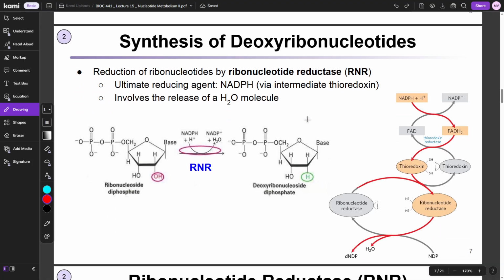And here's a little cool schematic of what's going on. There's a better one down below, but the main thing to know is that this is a reduction. You're basically reducing the ribonucleotide, right? So you're going to need a reducing agent, which is going to be NADPH in this case, and the enzyme is RNR. And NADPH is used in this schematic here.